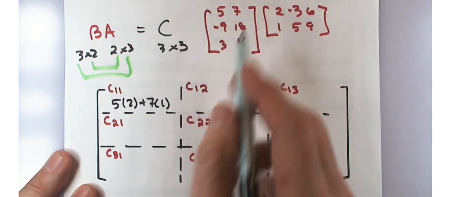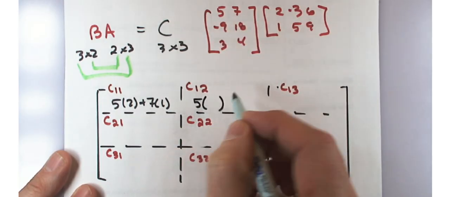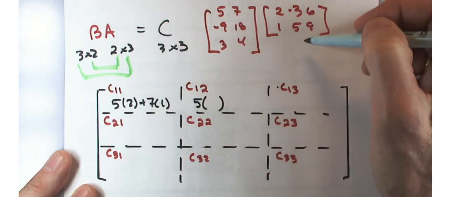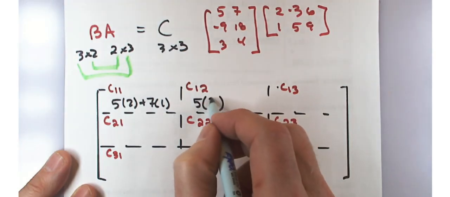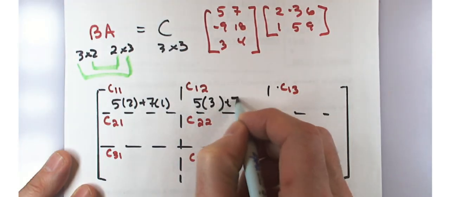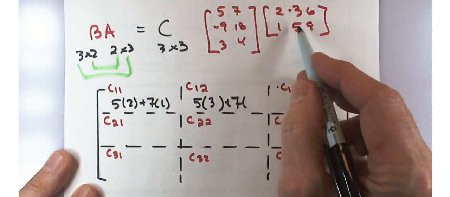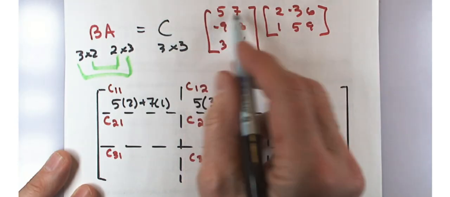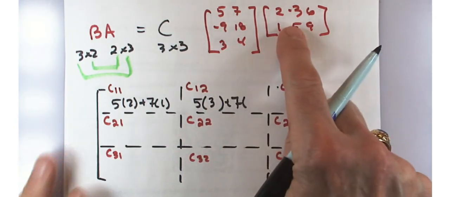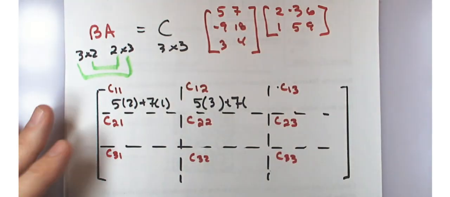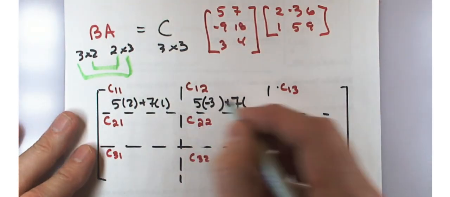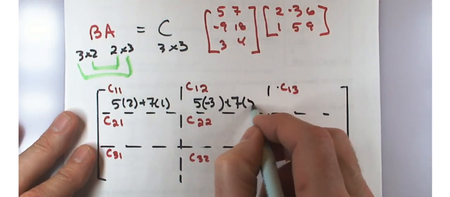So 5 and second column, 5 times 3 plus 7 times, times 5. Is that a negative 3? Yeah, it's a negative 3. Thank you. And then 7 times 5. Good.